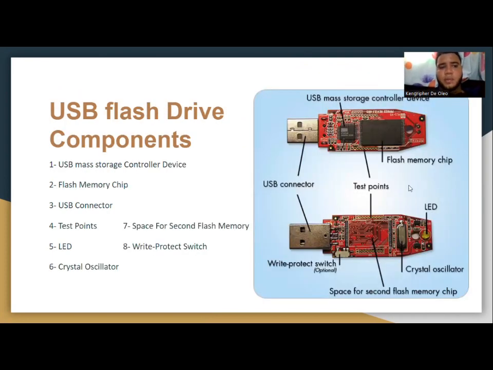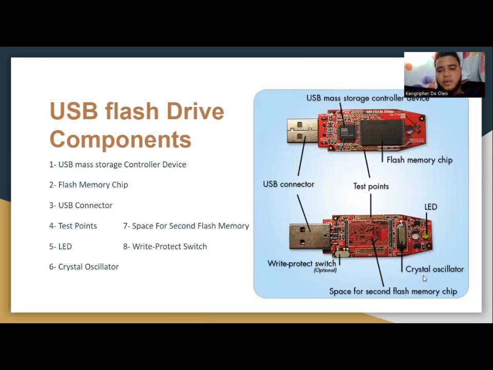And here we are going to talk about the USB flash drive components. First, we have the USB mass storage controller device. Second, the flash memory chip. Here we have the USB connector. Here the test point. Here we have the LED.